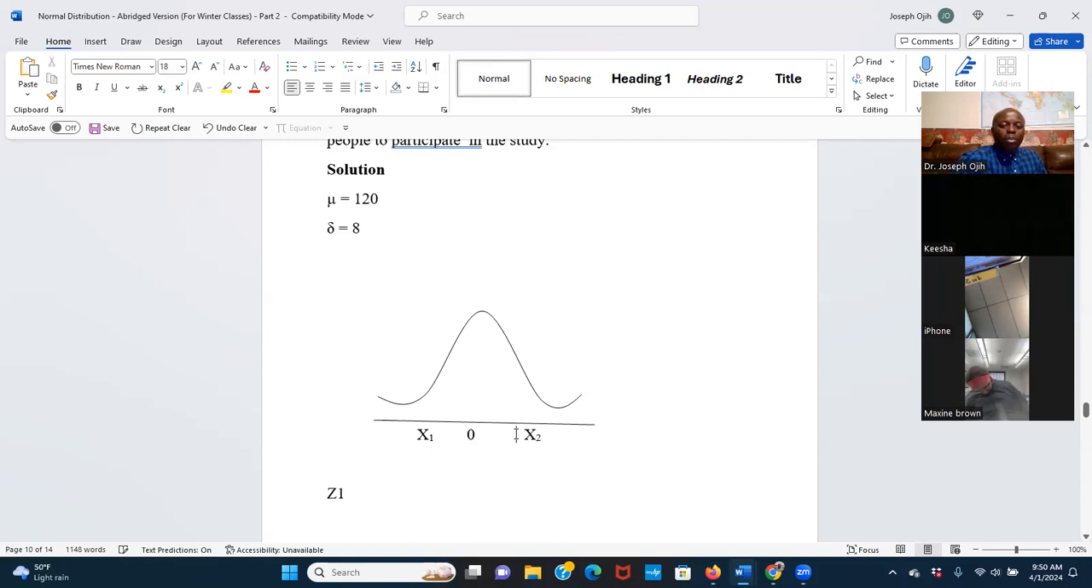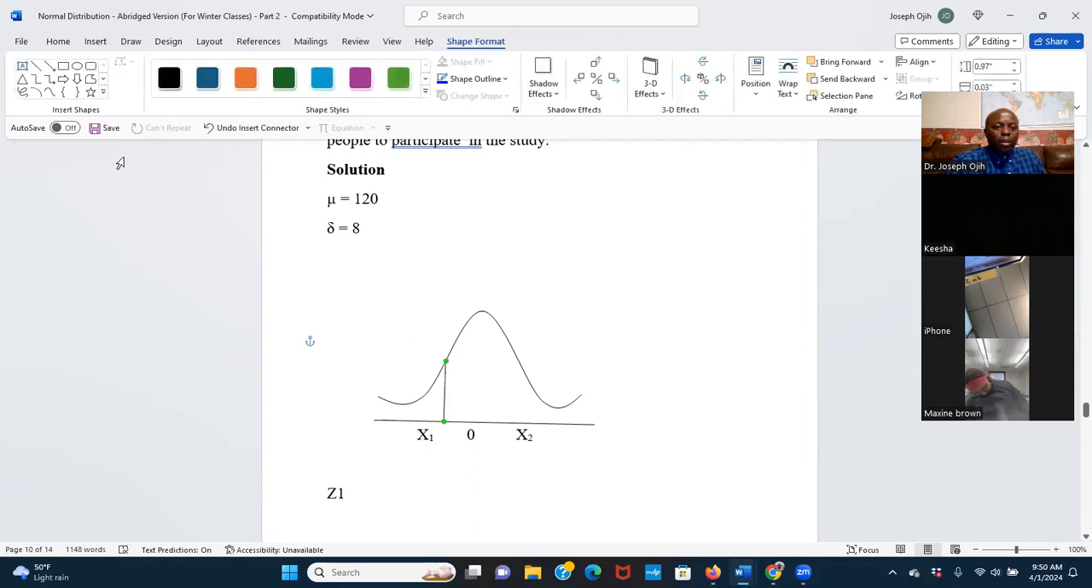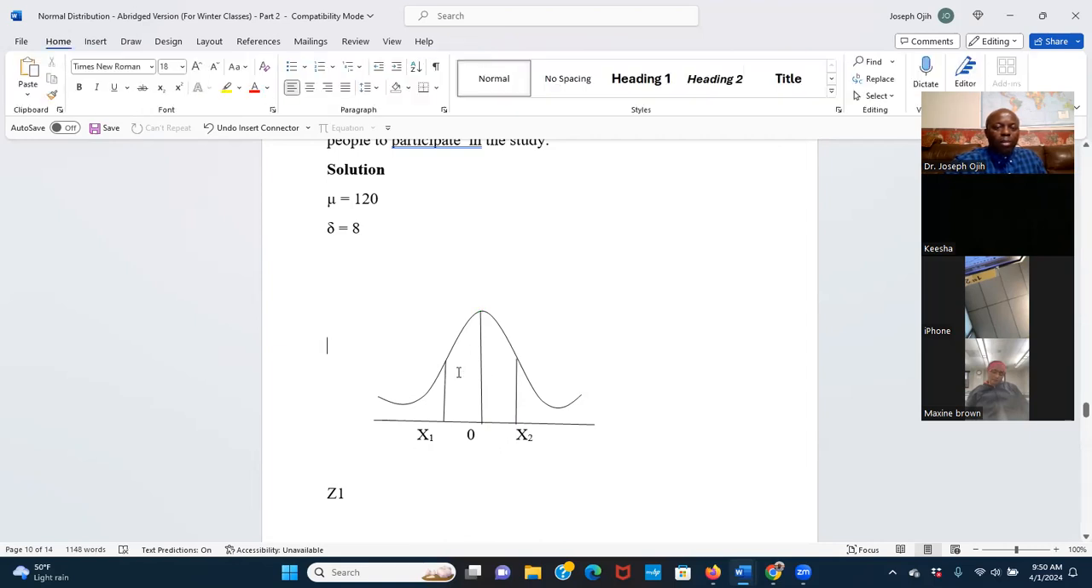You said that you want the middle 60%. For the middle 60%, I have X1, of course the center line will be here, and X2. So for the middle 60%, this side will be 30%, and the other one will also be 30%, making it 60%. Because these are two halves, that's the middle.